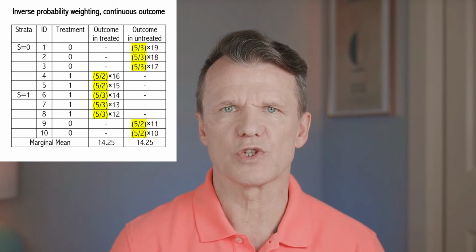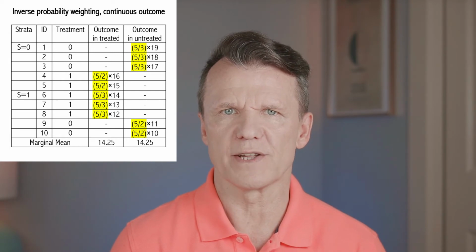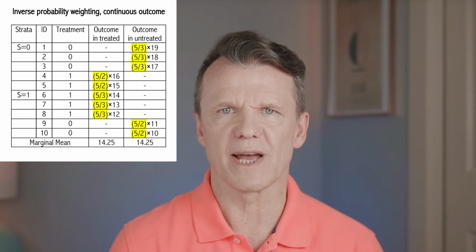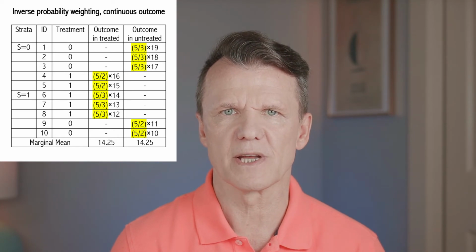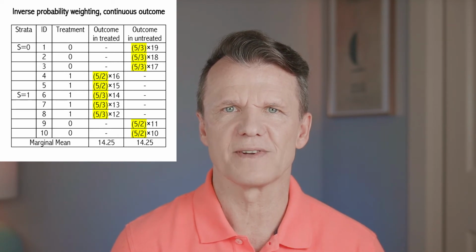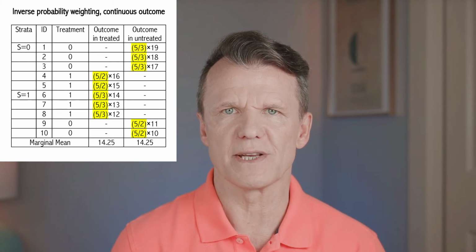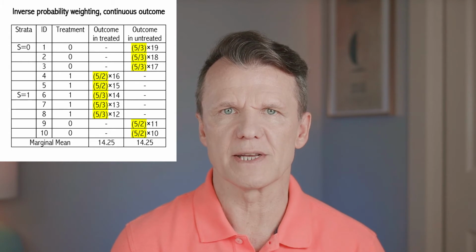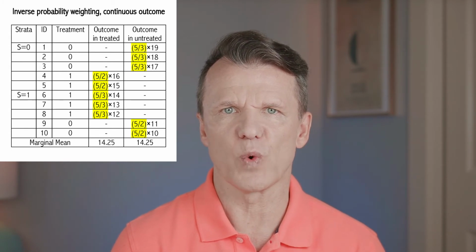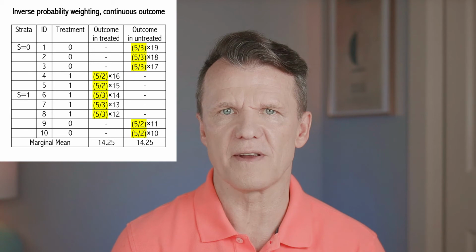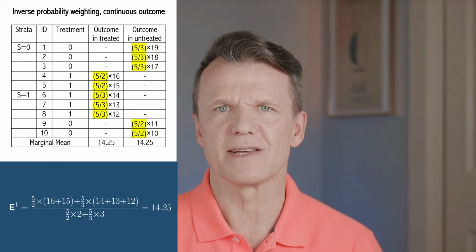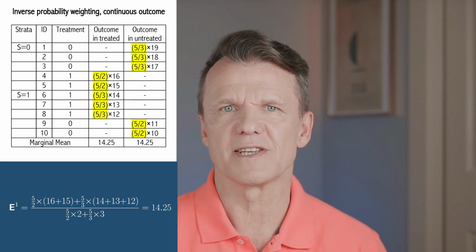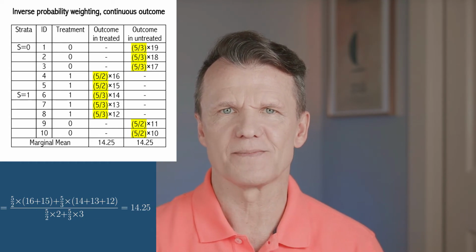The first step is to look at the treated, find the treatment probability and its inverse. In stratum S0, the probability of treatment is 2 out of 5. The weight for the stratum is 5/2. In stratum S1, the probability is 3 out of 5, and the weight is 5/3. The marginal mean is the weighted average of outcomes. The formula on the screen gives us 14.25.